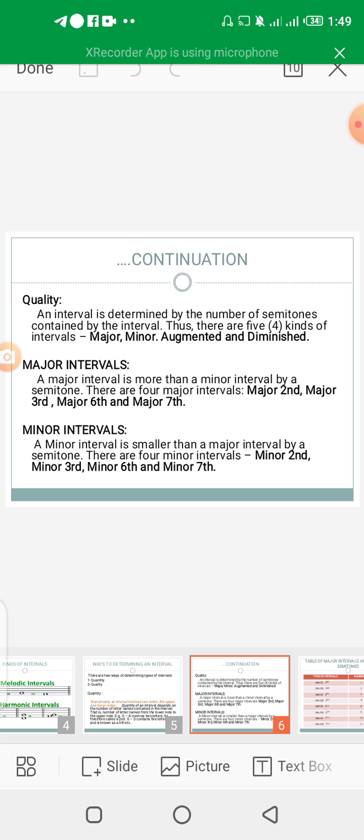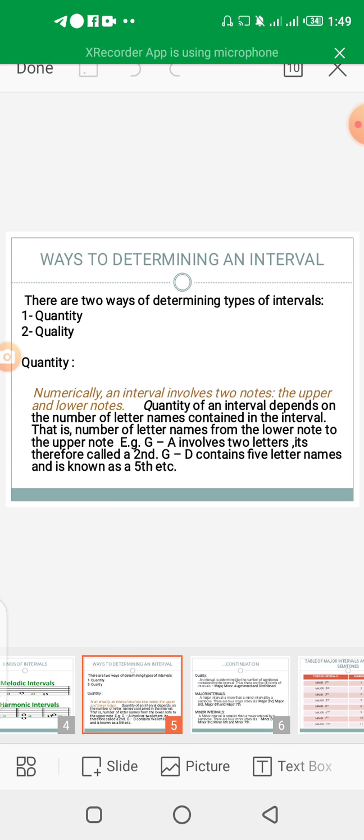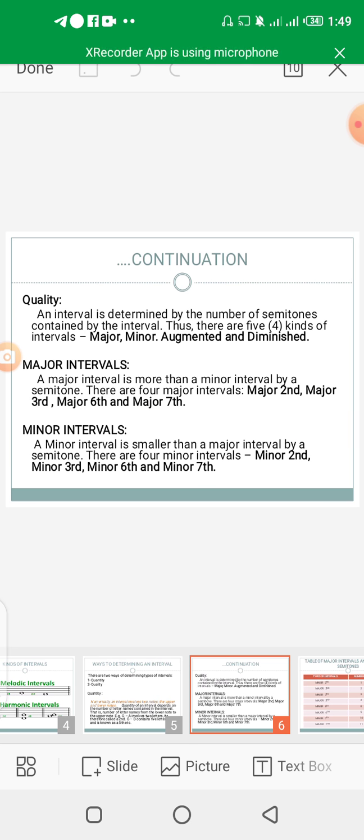Quality. Now let's talk about the quality. An interval is determined by the number of semitones contained in it. Now remember, quantity talks about how you need to move, the number of steps you take. But now this quality is talking about the number of semitones contained by an interval.